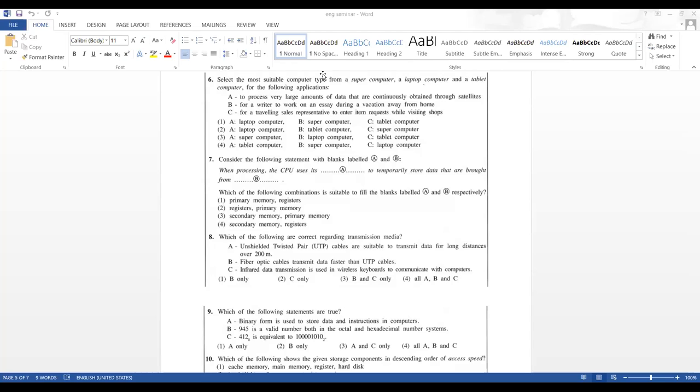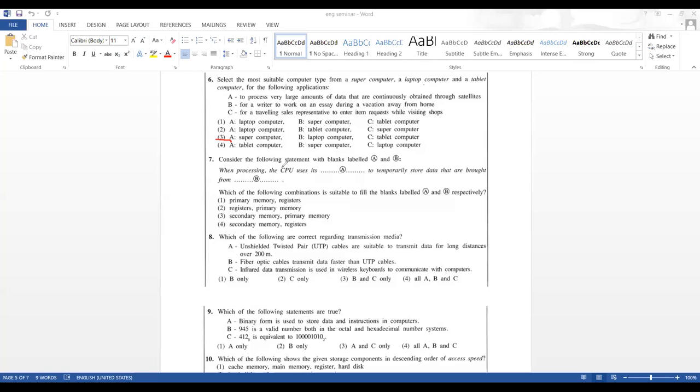Okay, we'll see. Most suitable computer type from supercomputer, laptop computer, and tablet computer for the following application: to process a very large amount of data that is continuously obtained through satellite. It can definitely be a supercomputer. For a writer to work on an essay during a vacation away from home, you can't take the normal desktop computer. Definitely you have to take a laptop. For a traveling sales representative to enter item requests while visiting, the third answer should come.